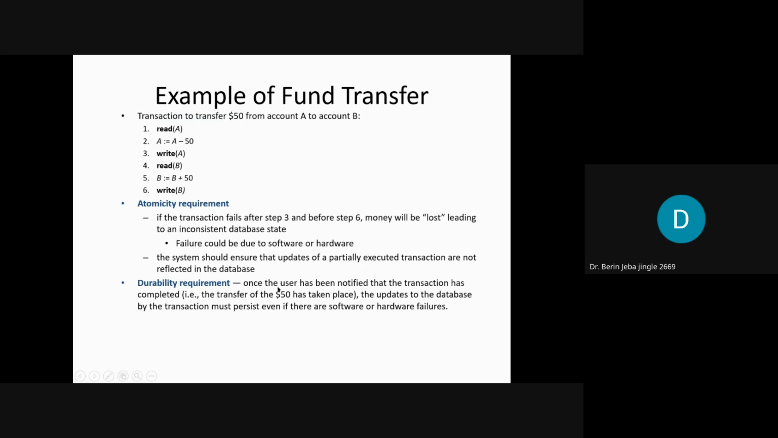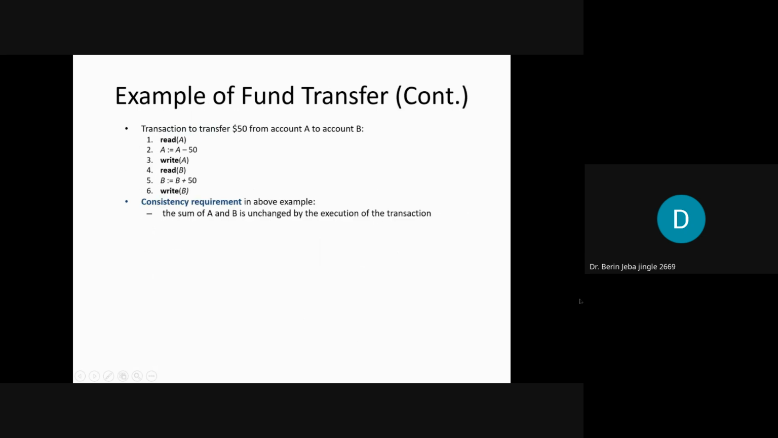Durability. Once the user has been notified that the transaction has completed, there must be updates in the database. Even if the system has software or hardware failures, the transaction must persist. There must be updates in the database. That is durability.